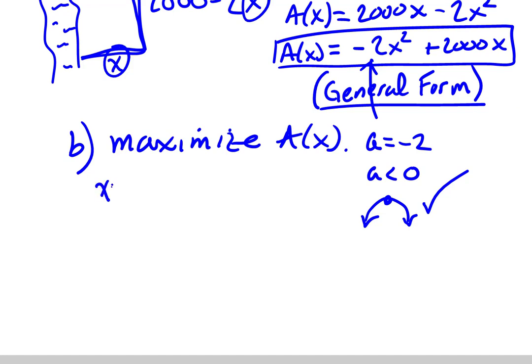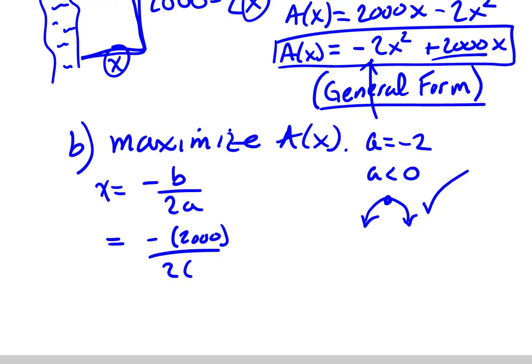We know that the x-coordinate for the vertex in general form is negative b over 2a, and so we'll plug in the values we have for that. Negative b is, in this function, given as 2000. So we have negative 2000 over 2 times a, and we've already said a is negative 2. So we'll simplify this. Of course, it'd be negative 2000 over negative 4. Negative over negative is positive, and 2000 over 4 should be 500. And so our x value of our vertex is 500.